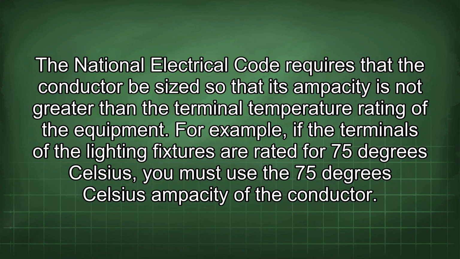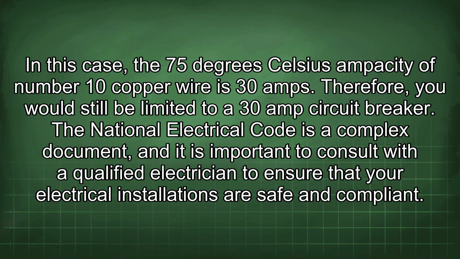For example, if the terminals of the lighting fixtures are rated for 75 degrees Celsius, you must use the 75 degrees Celsius ampacity of the conductor. In this case, the 75 degrees Celsius ampacity of number 10 copper wire is 30 amps. Therefore, you would still be limited to a 30 amp circuit breaker.